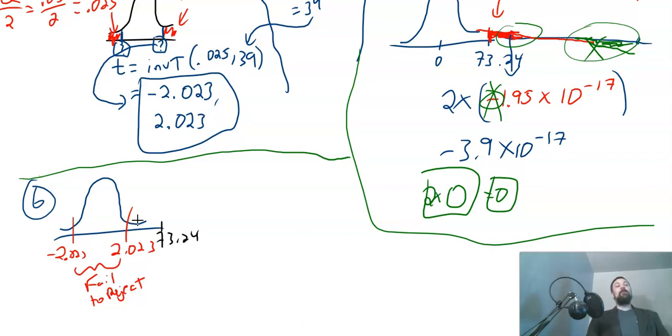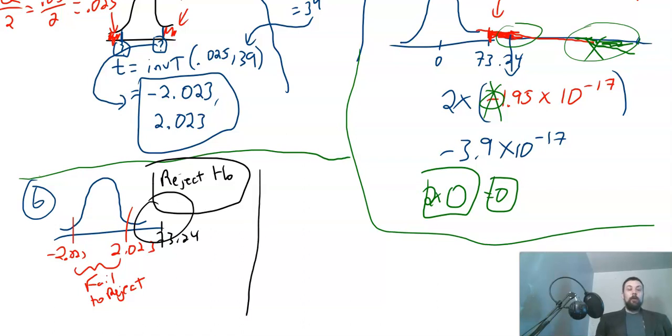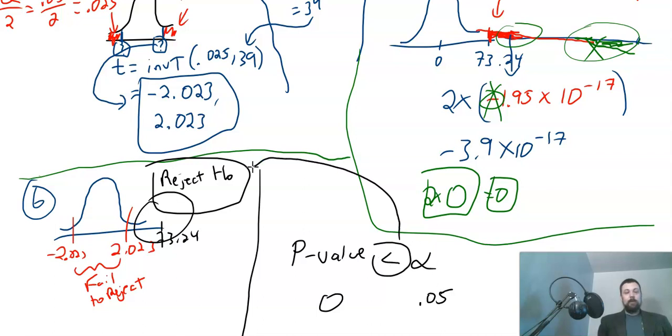73.24 is going to be really far into the right tail. And if it goes anywhere past that line, we reject the null hypothesis. Or if it went too far into the left tail, we would do the same, right? For the p-value is less than alpha, right? The p-value is practically 0. Alpha was 0.05, and so the p-value is less than alpha. In that case, you should reject the null hypothesis.